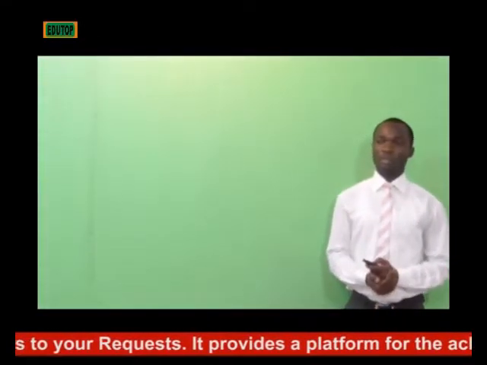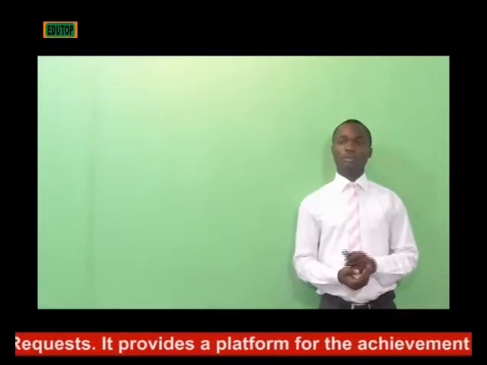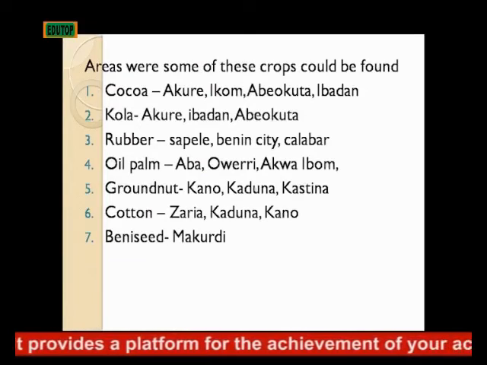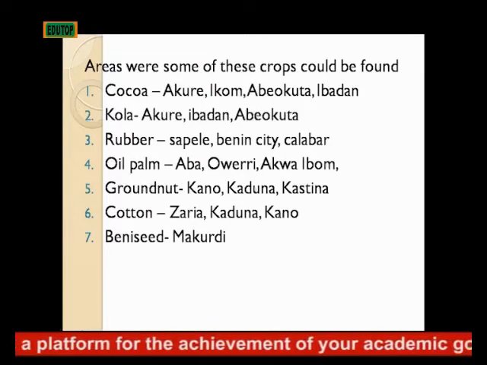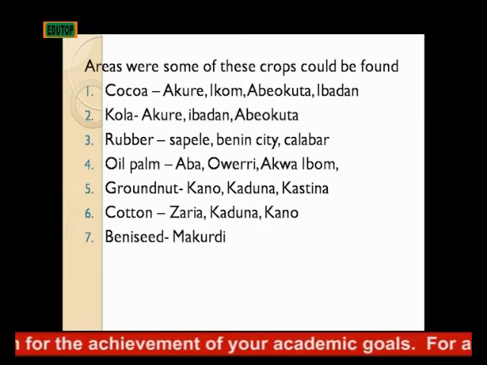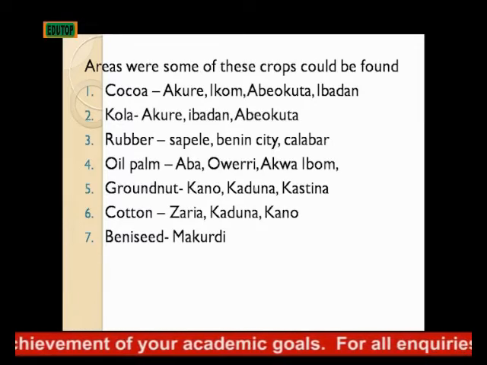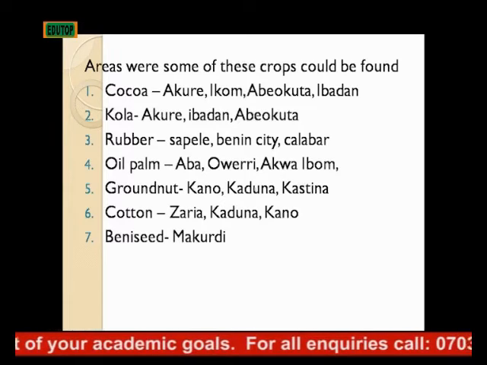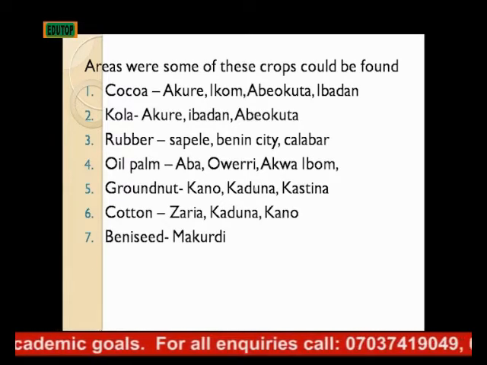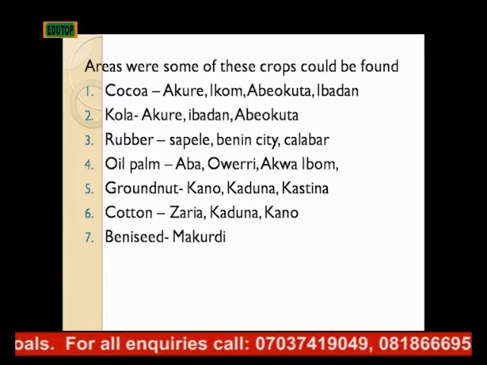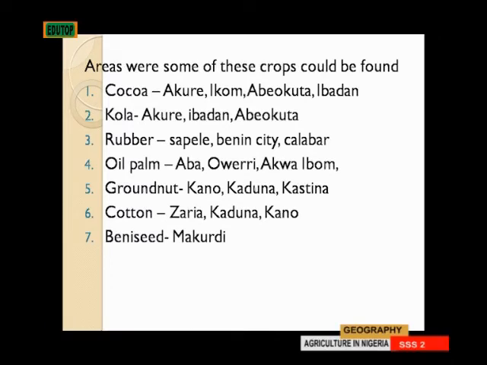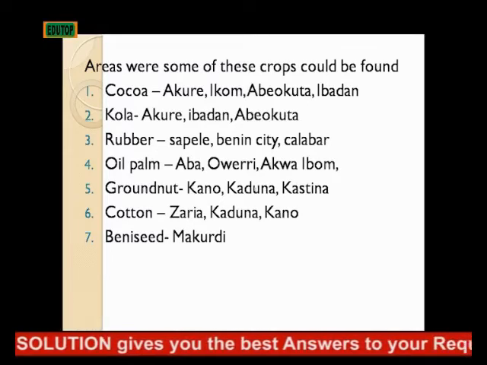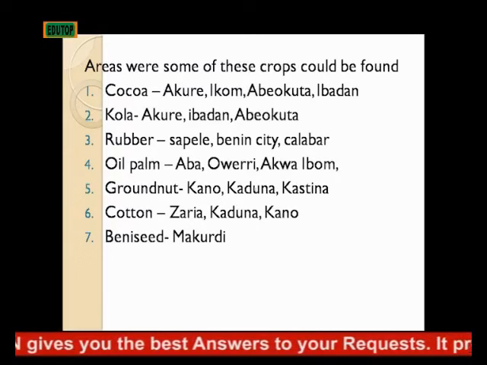Now, some areas where we have cash crops in Nigeria include, for instance, the cocoa. We have cocoa in Akure, in Ikom in Cross River State, in Abeokuta in Ogun State, and in Ibadan, here in Oyo State. Kola is found in Akure, Ibadan, and Abeokuta, and many other places as well. Rubber is also found in Sapele, Benin City, and Calabar. Oil palm, we can have them in Aba in Abia State, Owerri of Imo State, and Akwa Ibom.